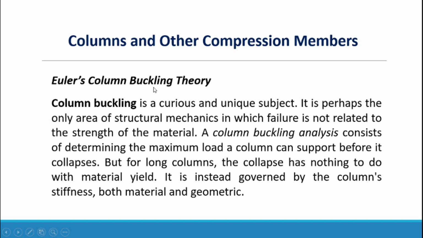And for Euler's column buckling theory, column buckling is a curious and unique subject. It is perhaps the only area of structural mechanics in which failure is not related to the strength of the material. A column buckling analysis consists of determining the maximum load a column can support before it collapses. But for long columns, the collapse has nothing to do with material yield. It is instead governed by the column's stiffness, both material and geometric.